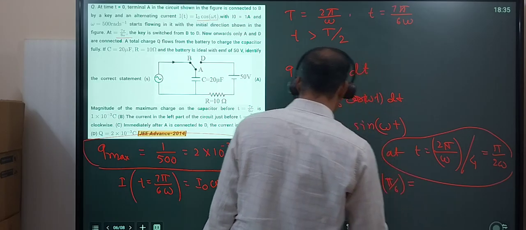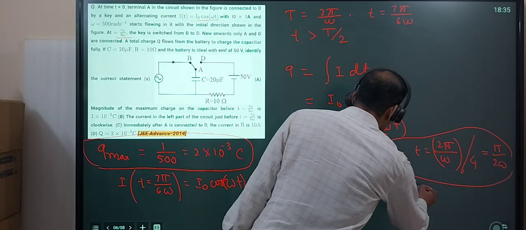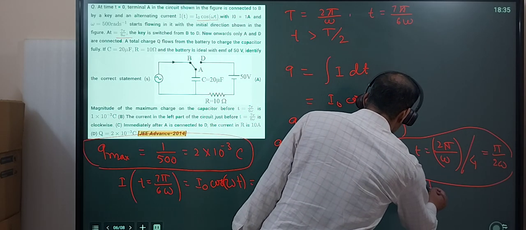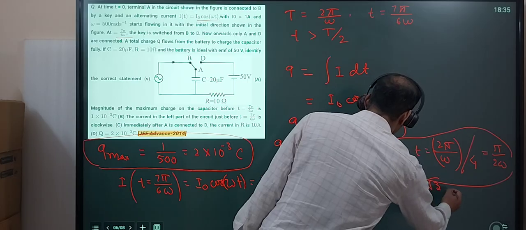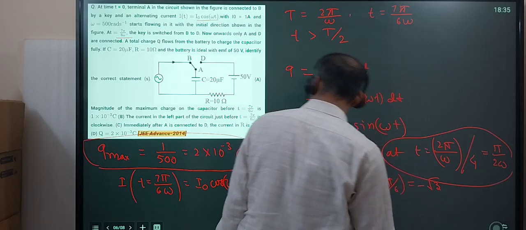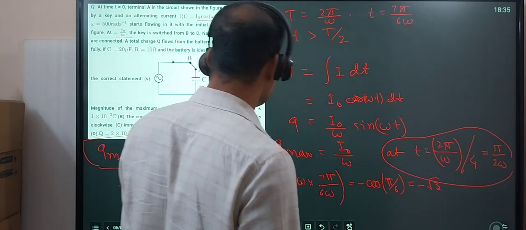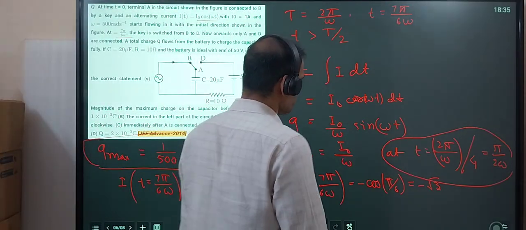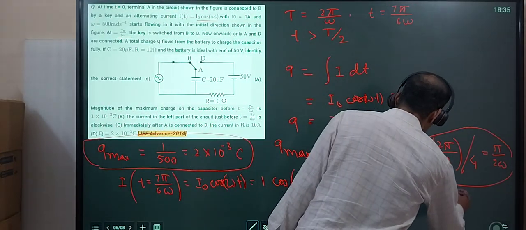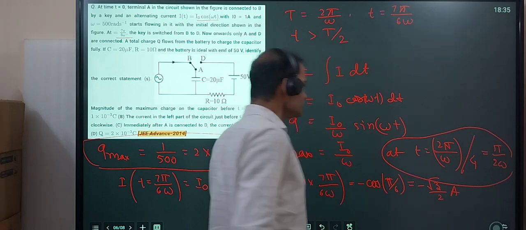This will give you minus root 3 by 2 ampere. Okay, this is the current.